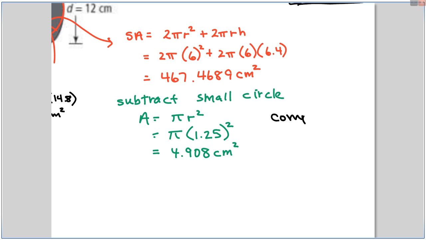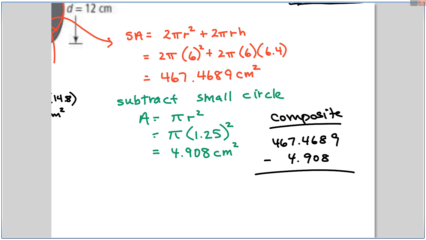Now the composite, I would go 467.4689, take away 4.908, jump into the calculator. And I'm not lazy with decimals so that I never have issues with rounding or accuracy. Because if you take at least 3 decimals, you'll always be okay. Because in high school mathematics, they always just ask rounding to the first and second. So if you always take 3, you'll be good. Okay, I got like 462.5609 or something like this square centimeters.